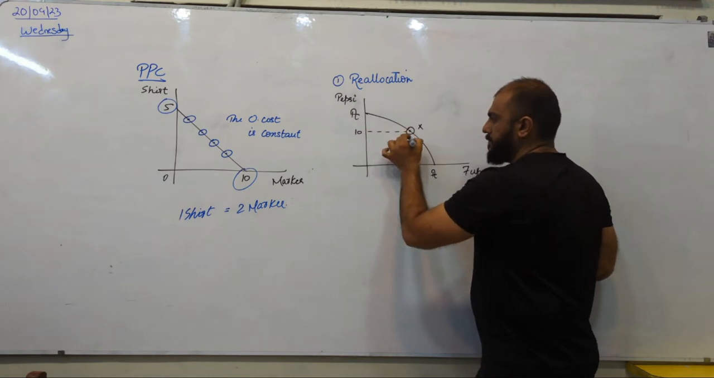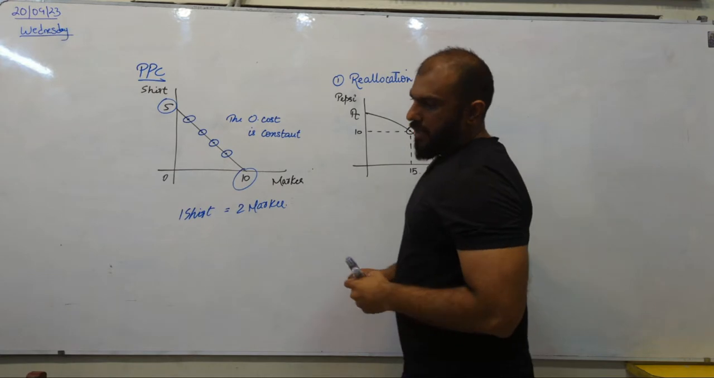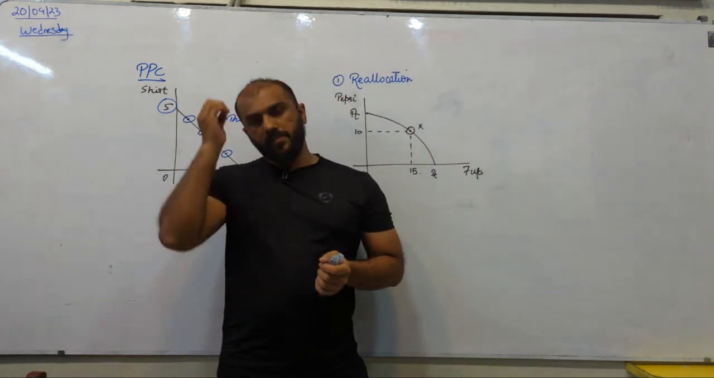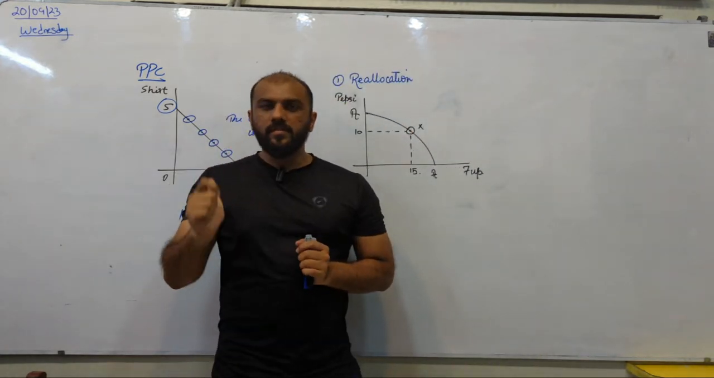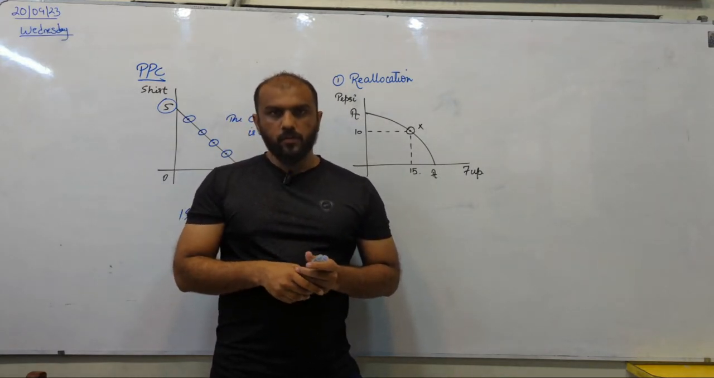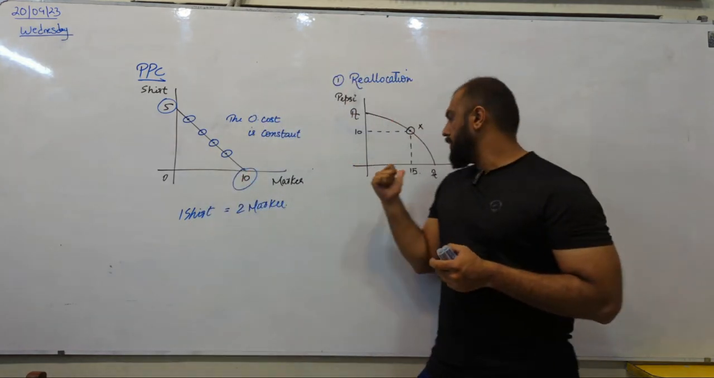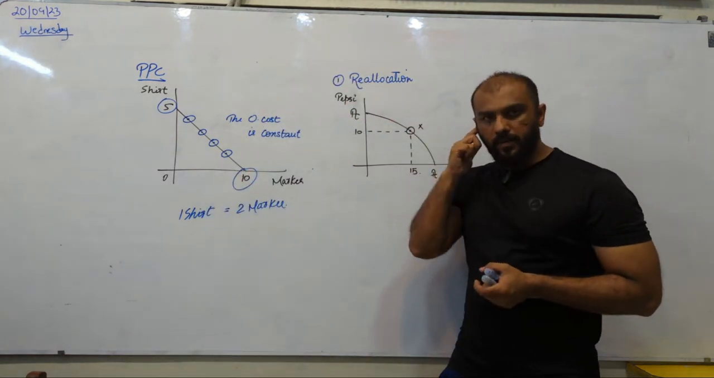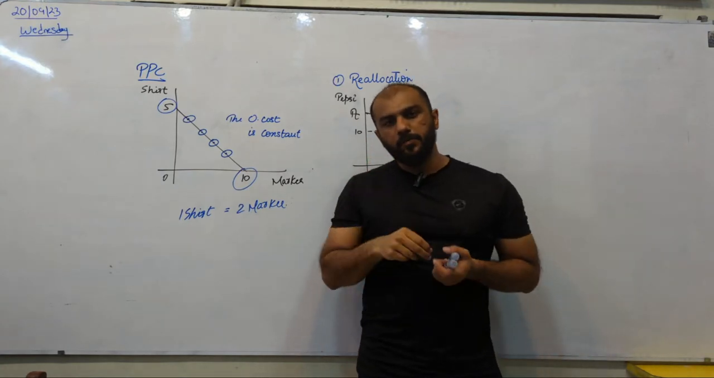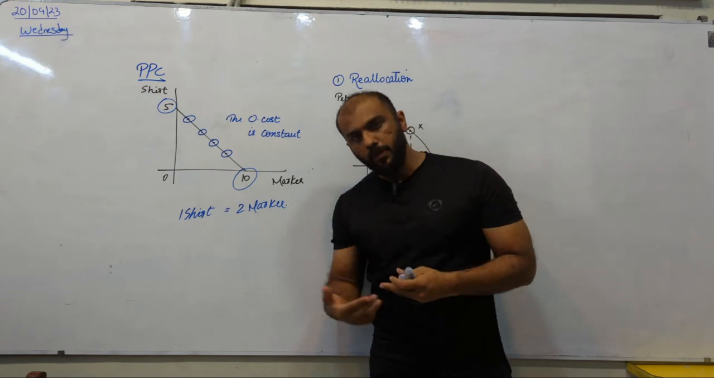I'm producing 10 Pepsis, and let's say I'm producing 15 7-Ups. Now, the question states that we are allocating more resources towards Pepsi. So in essence, we are asking our labor not to produce 7-Up, but to produce Pepsi. We are asking our land to produce Pepsi. We are asking our capital, man-made resources, to produce Pepsi.